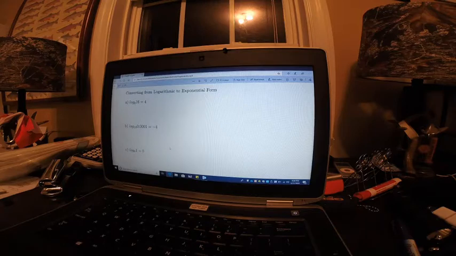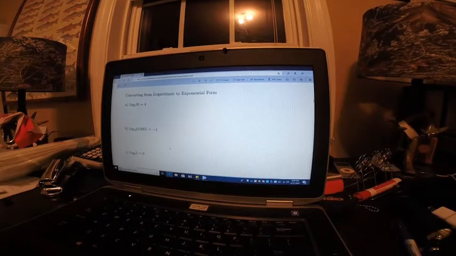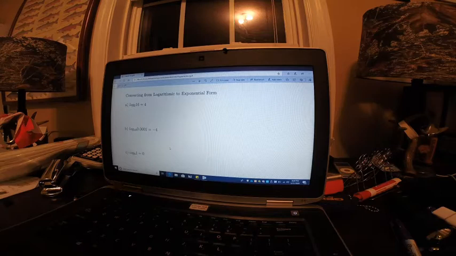Naturally, if we're going to convert from exponential to logarithmic form, we're going to wind up converting from logarithmic back to exponential form. So that's what our next set of examples are. We've got 3 here. We've got log base 2 of 16 equals 4. Log base 10 of 0.0001 equals negative 4. And log base 6 of 1 equals 0. So let's put these on the board and convert them from that logarithmic form back to the exponential form.